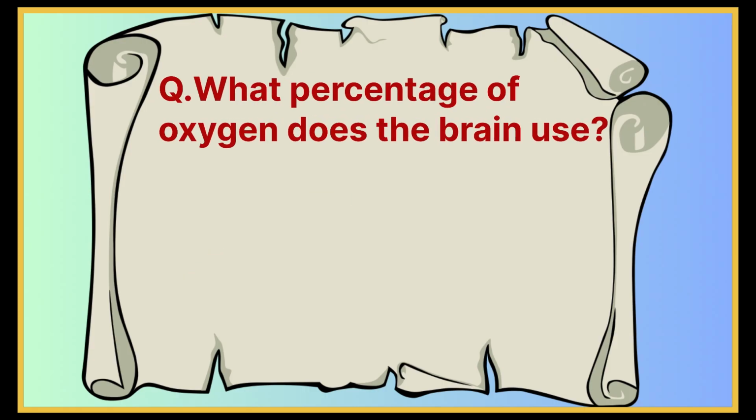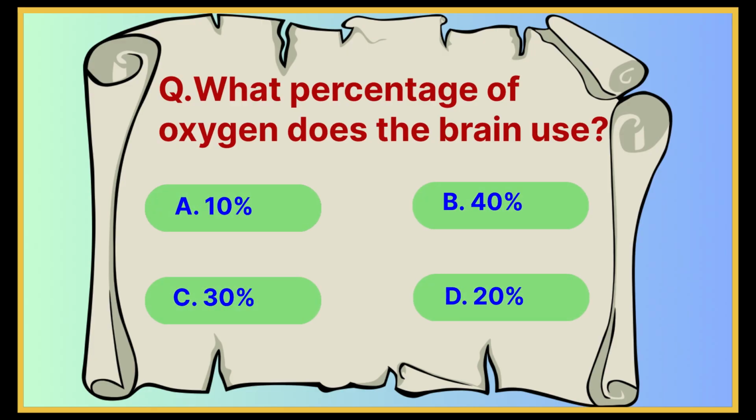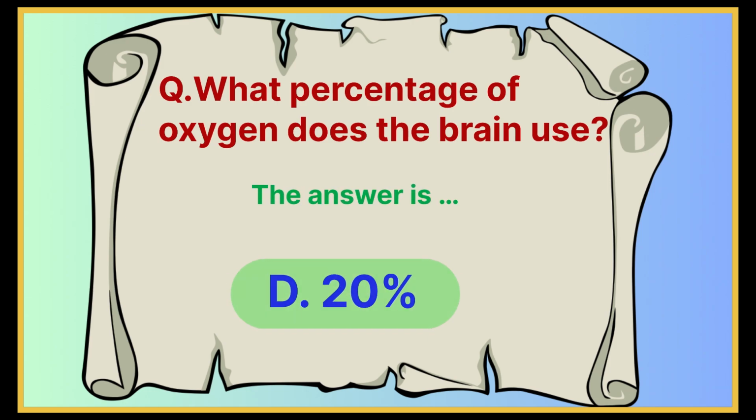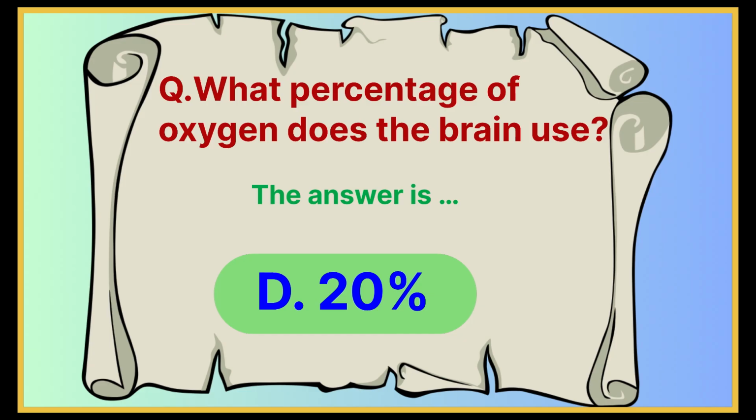Next question. What percentage of oxygen does the brain use? Options are A, 10%, B, 40%, C, 30%, D, 20%. So the correct answer is option D, 20%.